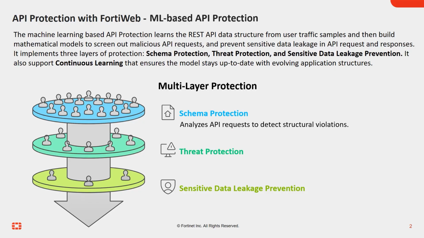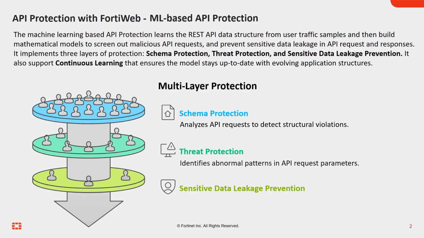The schema protection model consists of 2 main functions: API discovery and API protection. It analyzes the method, URL, and endpoint data of the API request samples to generate an API data structure file for your application. If the incoming API request violates the data structure, it will be detected as an attack.